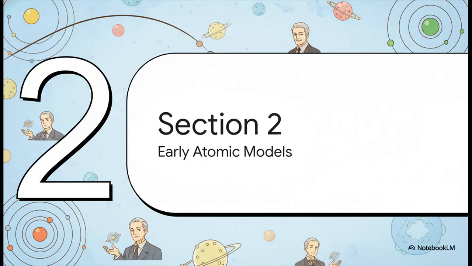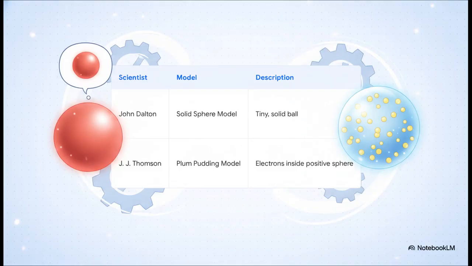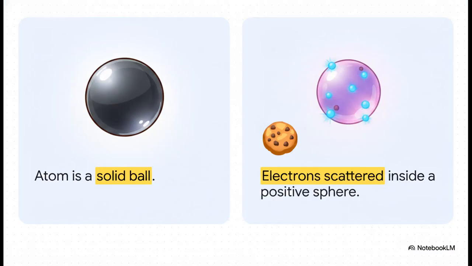Moving right along to Section 2, the early atomic models. So if we look at the timeline, we start out with John Dalton's super simple solid sphere model. He basically thought the atom was just a tiny, unbreakable ball. But it really didn't take long for Thomson to come along and complicate things a bit with his plum pudding model. The really big evolutionary leap here is that Thomson actually found electrons. This meant Dalton's old idea of a completely solid, indivisible ball just had to be updated. Now we had these scattered negative charges stuck inside a positive sphere. Think of it kind of like chocolate chips scattered inside a ball of cookie dough.